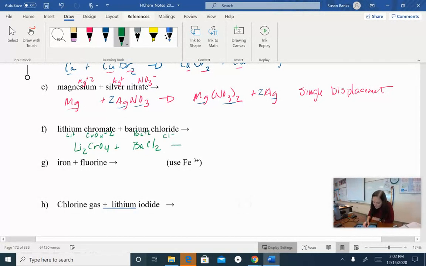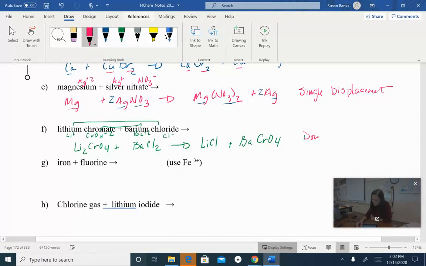Okay, I have 2 positives and 2 negatives, so they can switch places with each other. So lithium is going to get together with the chlorine. Lithium's +1, chlorine's a -1, so 1-to-1 ratio there. And barium's going to get together with the chromate. Barium's a +2, and chromate is a -2, so a 1-to-1 ratio there. So there's my skeleton. Now we've decided that everyone switched partners, didn't they? So this is a double displacement or replacement.